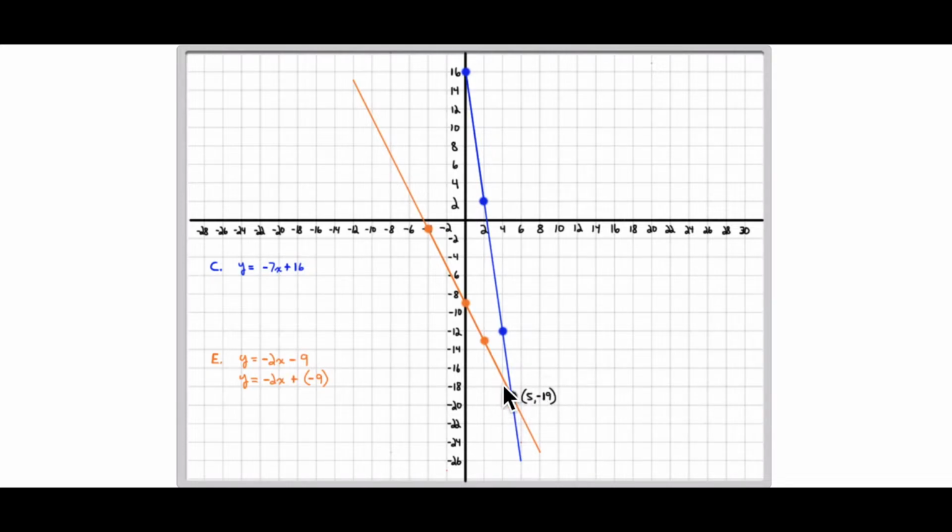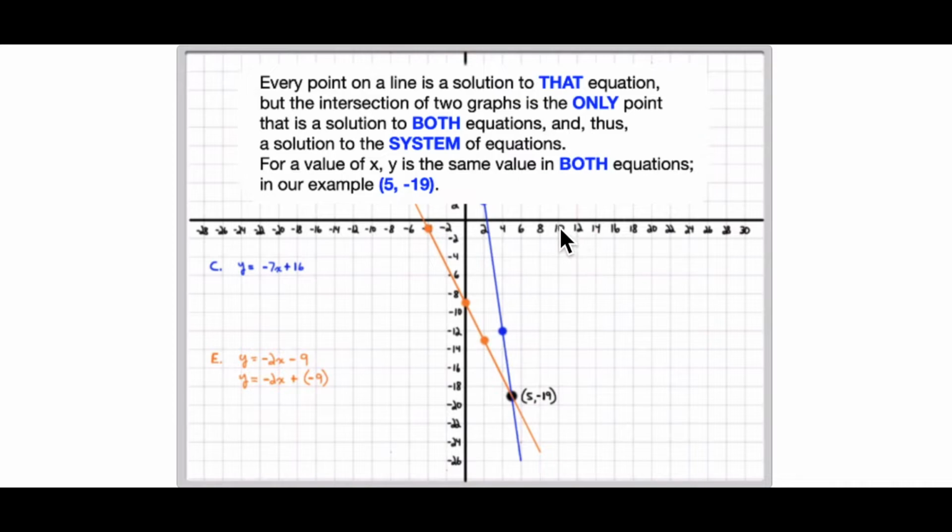So there's the common point, the point of intersection. The solution to that system of equations is 5, -19. So what that means is that every point on a line is a solution to that equation. So all of these points on this line are a solution to that single equation. All the points on this line are a solution to that equation. But the intersection of the two graphs is the only point that is a solution to both equations, and thus a solution to the system of equations. So for a value of x, y is the same value for both equations, -19 in this case.